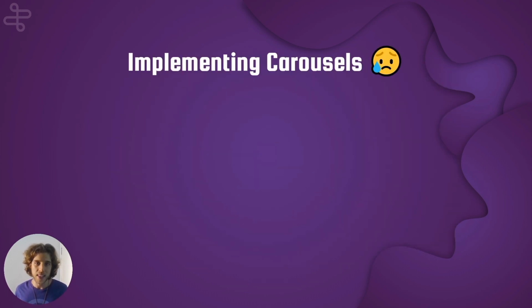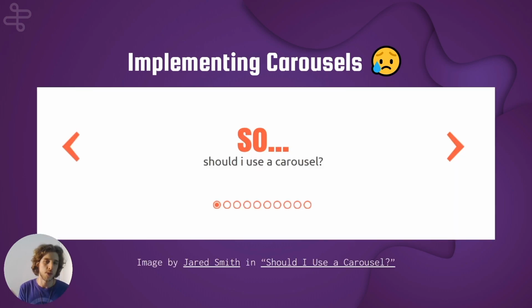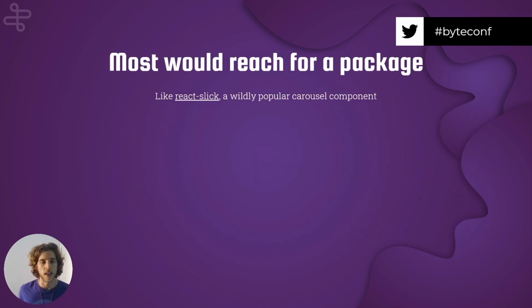I don't know if you've been there, but it's terrible. It's boring and it's usually bad for UX. Personally, I try to avoid carousels as much as possible, although they have their use cases. So most people, when they have to implement one, would reach for a package, search npm, and find React Slick, which is the most popular out there right now.